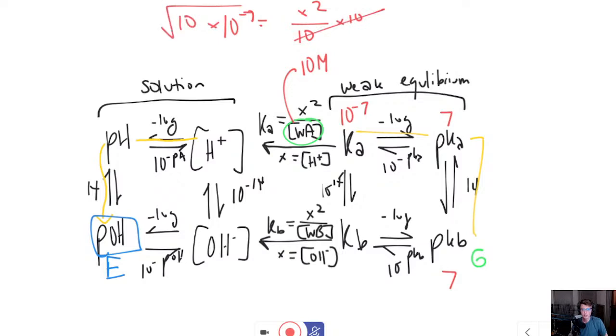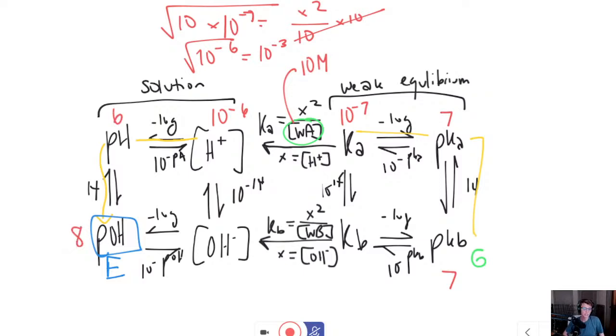So if we take the square root of 10 to the negative 6, it is equal to 10 to the negative 3. The reason is that anytime you take the square root of a 10 to the negative something value, you're just going to have that exponent. And now we have our H plus concentration because remember, x is equal to H plus. So this is now 10 to the negative 6. The pH is 6. Therefore, the pOH in this case is 8.